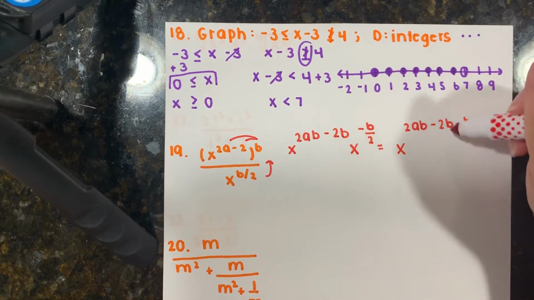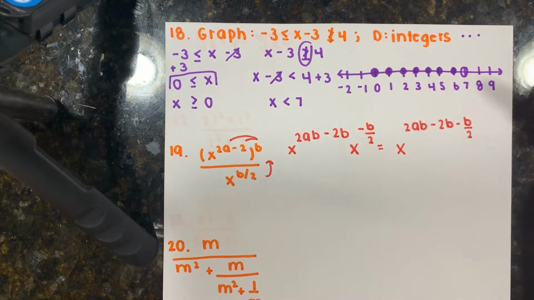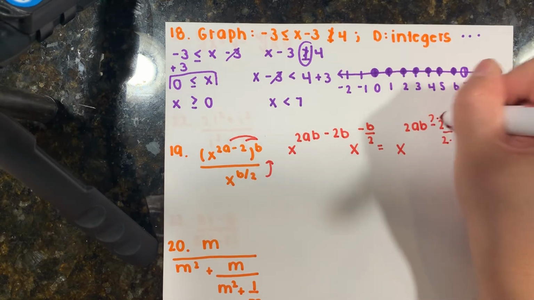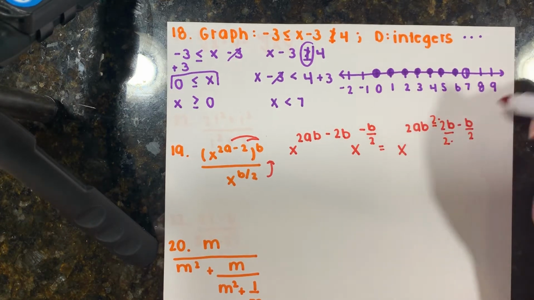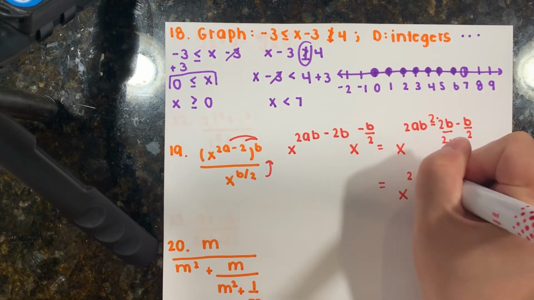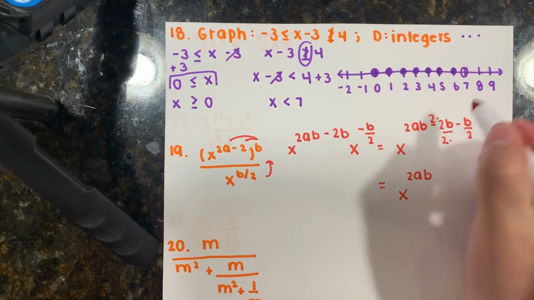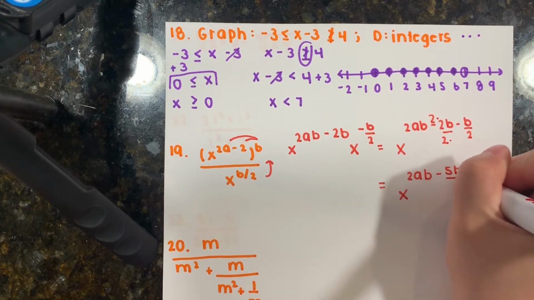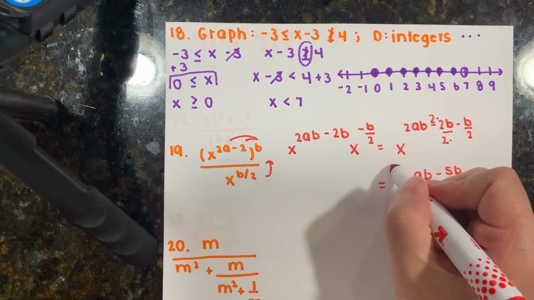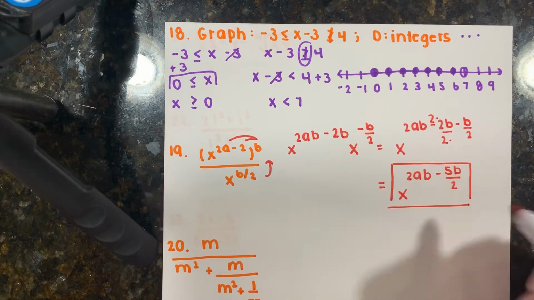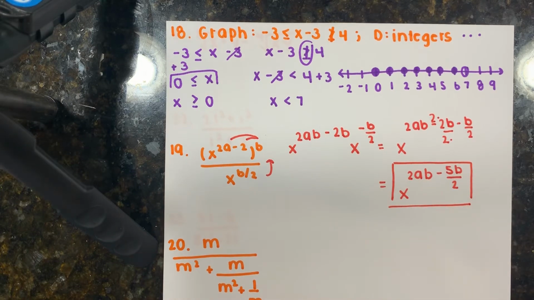Now the thing that I could combine are these two variables right here by making a common denominator, multiplying top and bottom by 2. So that would be -4 minus b. So my answer is going to be x to the 2ab, -4 minus 1 would be -5b over 2. So all I did was I added the 2b and the b over 2 in the exponent by making a common denominator.